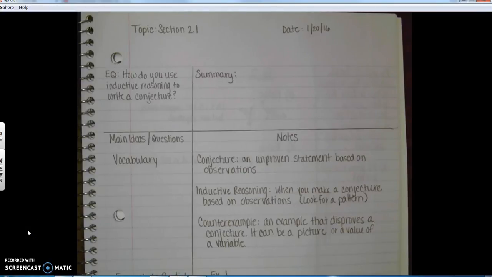Okay, so this is a video for parents, and students can also look at this to remind them what the different repetitions in Cornell notes are that we do and why we do them.